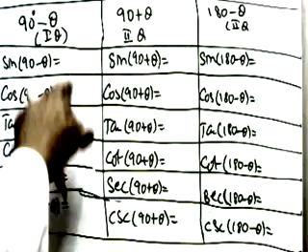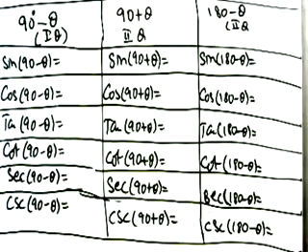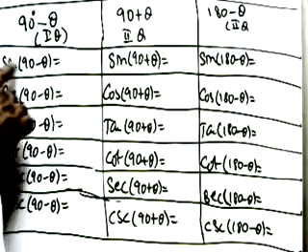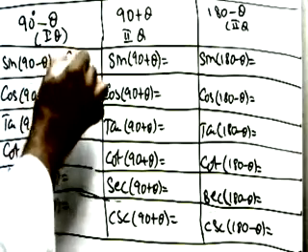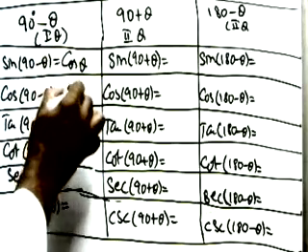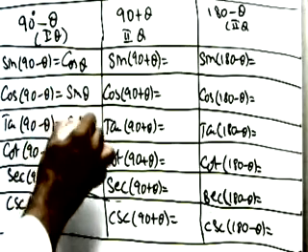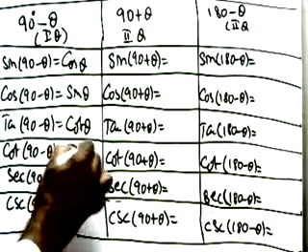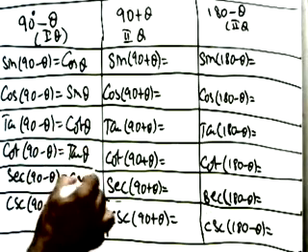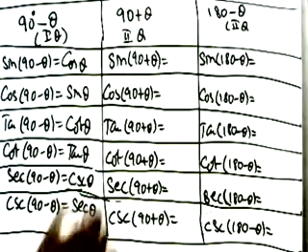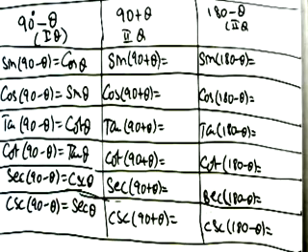What is 90 minus theta? First quadrant. In the first quadrant all are positive, no tension of signs here. Now for 90, sine changes to cos theta, cos changes to sine theta, tan changes to cot theta, cot changes to tan theta, sec changes to cosec theta, and cosec changes to sec theta.